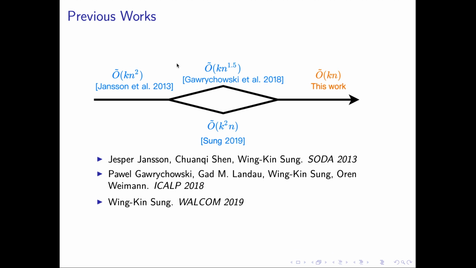And in this work, we improve the time complexity to kn times some polylogarithmic factors. So this algorithm is optimal up to polylogarithmic factors since it matches the input size. And our algorithm mainly adopts the ideas from this previous algorithm.